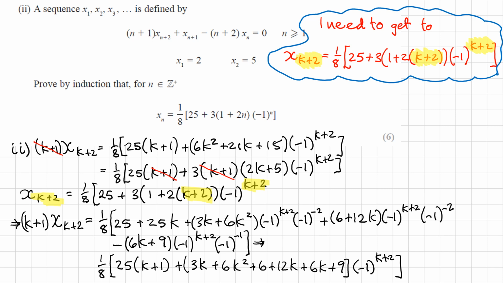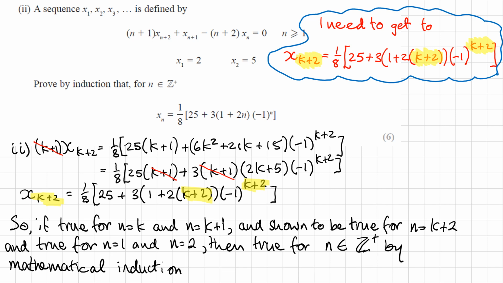And then we'll finish off with our conclusion. So if true for n equals k and n equals k plus 1, and shown to be true for n equals k plus 2, and true for n equals 1 and n equals 2, then true for all positive integers by mathematical induction.